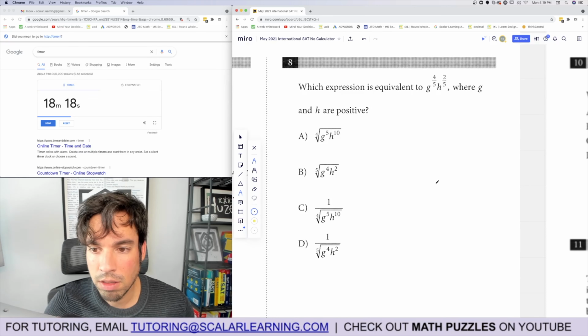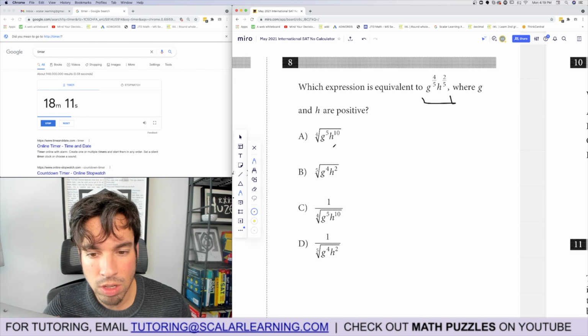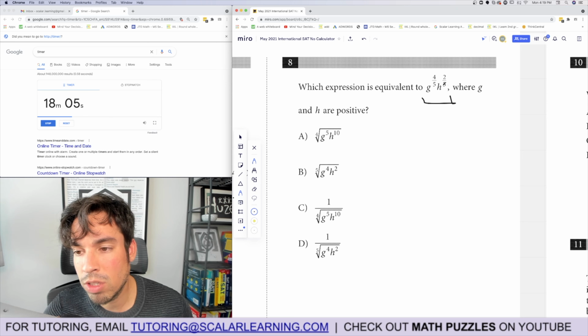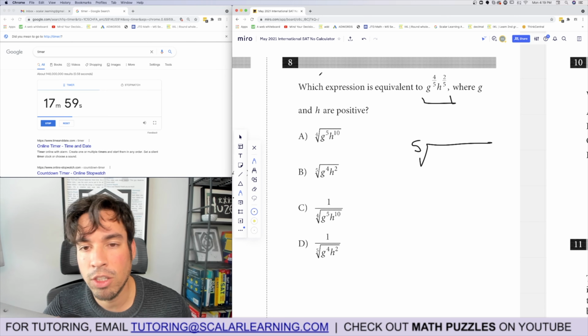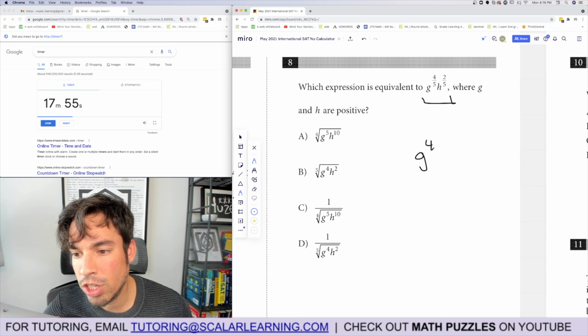Number 8. Which expression is equivalent to this? Okay, notice what they're doing. They're going from rational exponents to the radical version. And the nice thing is, you're taking the fifth root of both of them. Actually, here, I've got a better way, it'll make more sense. I can say G to the fourth, H to the second, because the numerators are the powers.